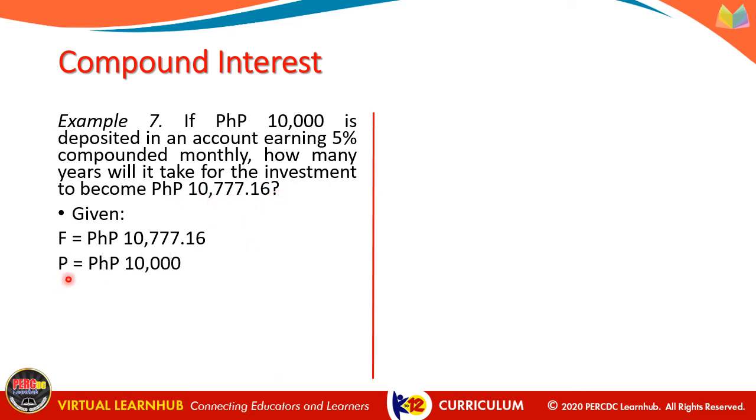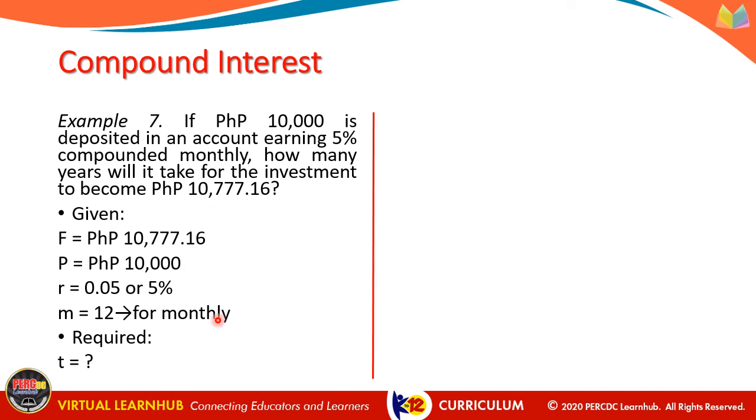Present value P, 10,000 pesos. Nominal rate R, 0.05 or 5%. M is equal to 12 for monthly. It says here compounded monthly. Okay? We are required to solve for T. We are asked how many years will it take for the investment to become this value. Okay, let's solve for T.